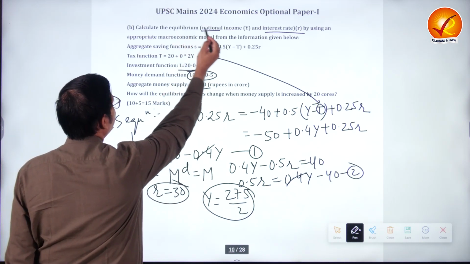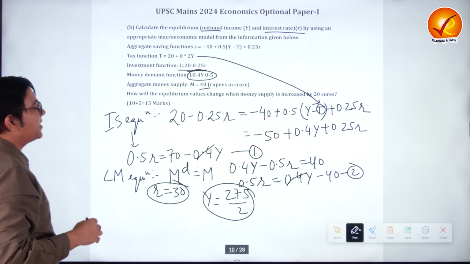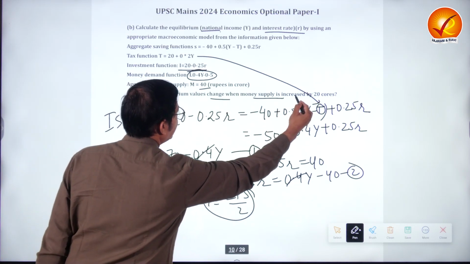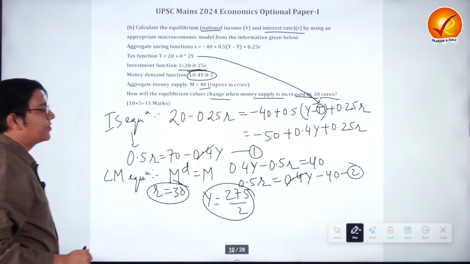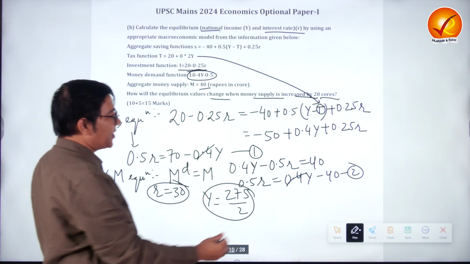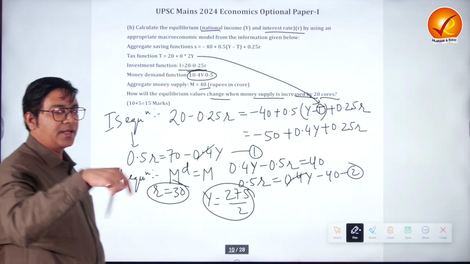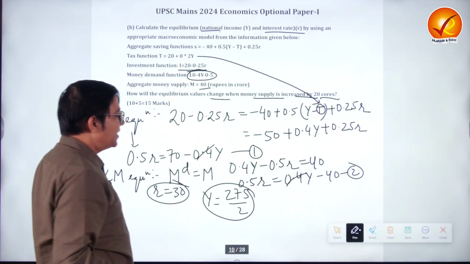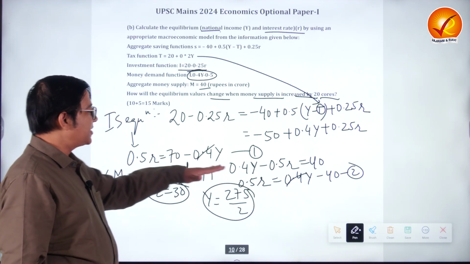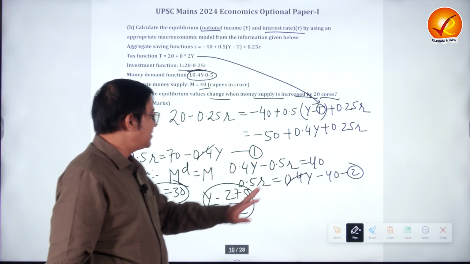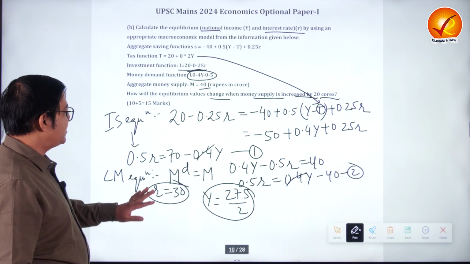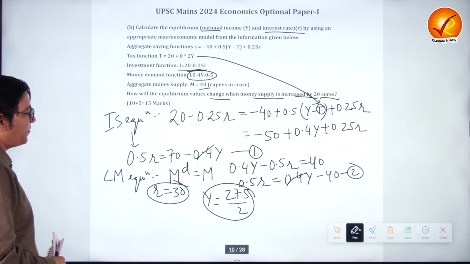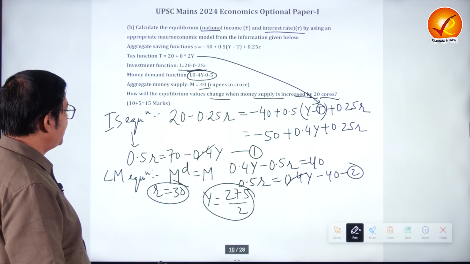The first part was about equilibrium national income and interest rate. The second part says how will it change when money supply is increased by 20 crores. No big deal. Instead of 40 here, write 60 and resolve that. Okay, so instead of 40, if you write 60, then also you'll have a similar equation, except here it will be minus 60. Okay, nothing else will be changing overall.